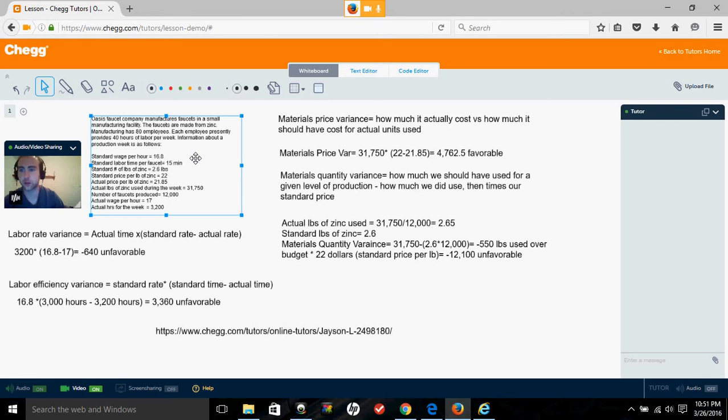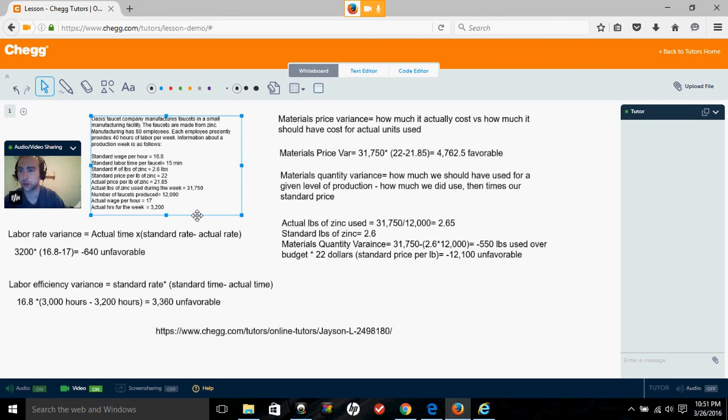Standard wage per hour is 16.8. Standard labor time is 15 minutes. Standard number of pounds of zinc per faucet, 2.6 pounds. Standard price per pound of zinc, $22. Actual price per pound of zinc this period was $21.85. Actual pounds of zinc used was 31,750 pounds. Number of faucets produced, 12,000. Actual wage per hour, 17, and actual hours for the week, 3,200.